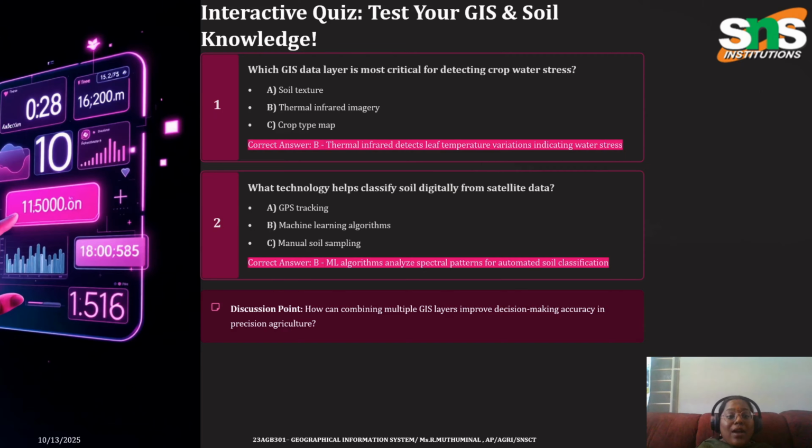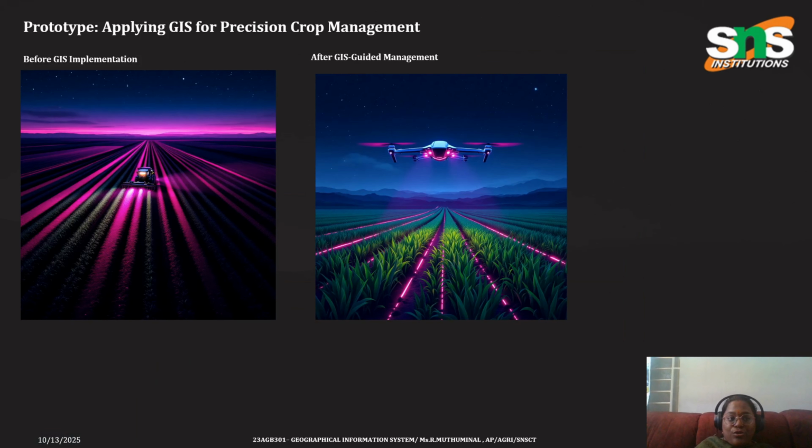water stress. What technology helps classify soil digitally from soil data? The ML algorithm will help us analyze the spectral patterns for automated soil classification. So these are the two questions which I was trying to ask you.